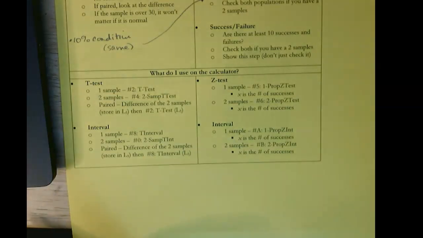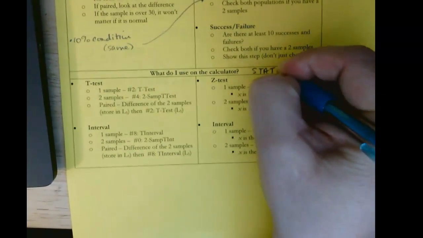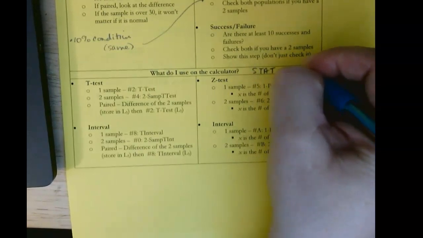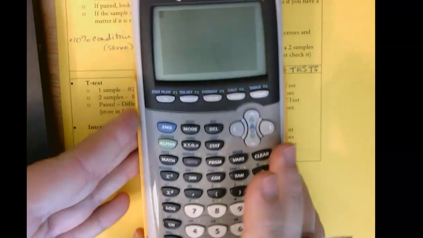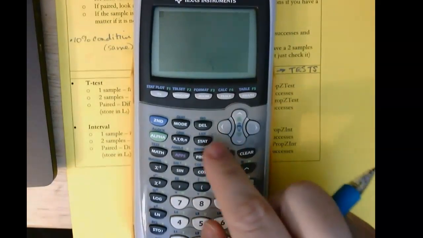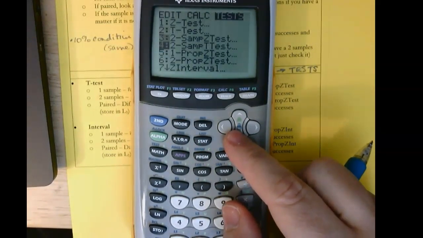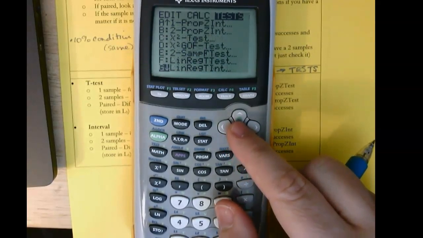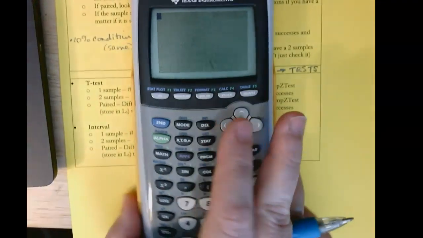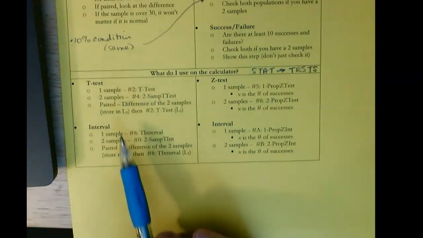And the way you get them is you hit stat, and then you go to tests. Let me get out my calculator. So I'm going to hit stat, and then I go to test, and here are all the tests we need to run. There's a lot of different ones. We will not use all of them. This process tells you which ones to choose.